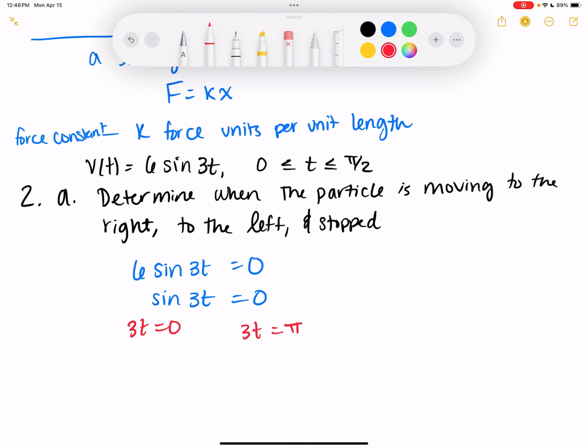So are you solving for when position is 0? When it's stopped? Is that what we're doing? Yes. Is that because it's the easier of the two to do? Yes. Well, stopped is the easiest thing to find, and then after that we'll just be determining left and right, which is a lot easier to do once we have the stopping points.